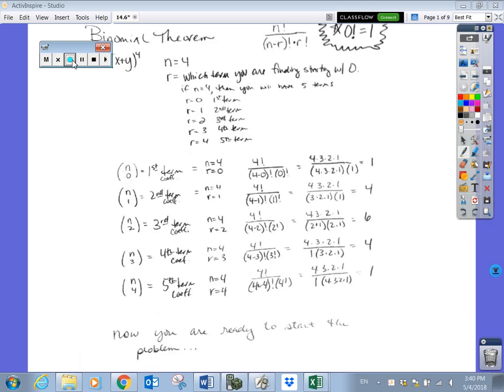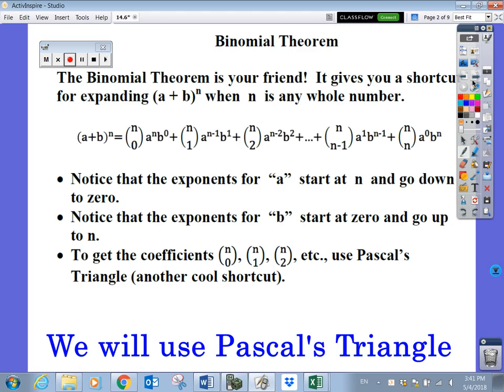All right, so 14.6 is going to be the binomial theorem. This kind of explains the binomial theorem. You have this big, long equation here that is your friend, but we have a way to do this other than using the binomial theorem.